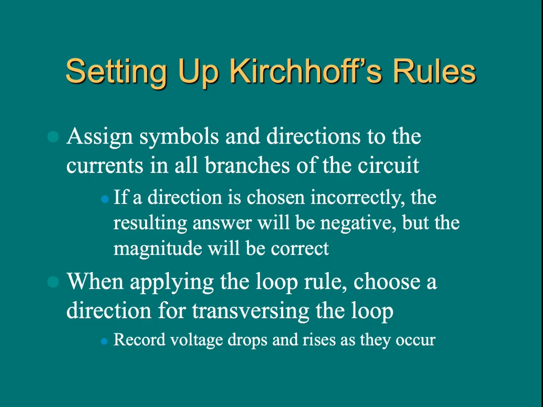In order to apply Kirchhoff's rule, we need to assign symbols and directions to the currents in all branches of the circuit. And don't worry if you choose the direction wrong. We'll just go ahead and solve it. If the assigned direction is wrong, we will solve for a negative current in the direction we assigned, which means in reality the current goes in the opposite direction of our choice, but we still solve the problem.